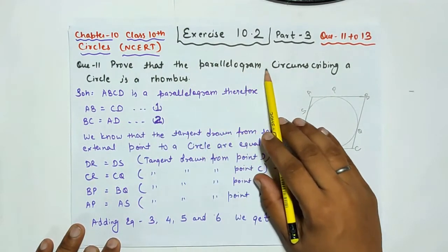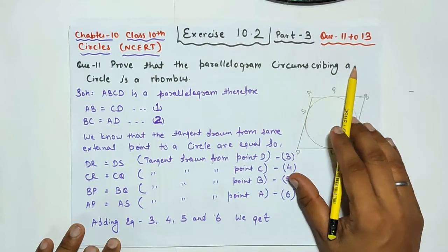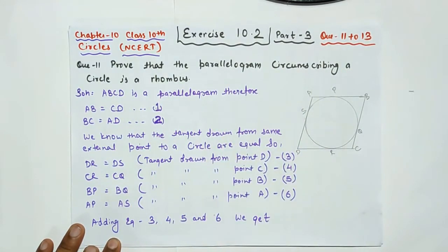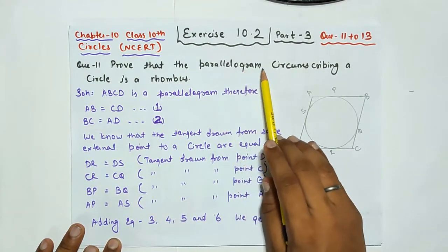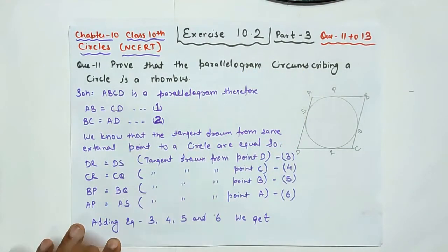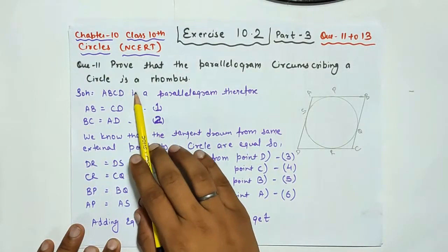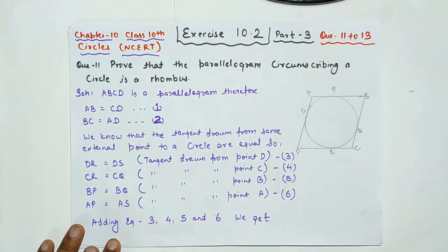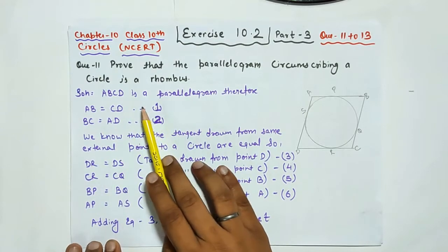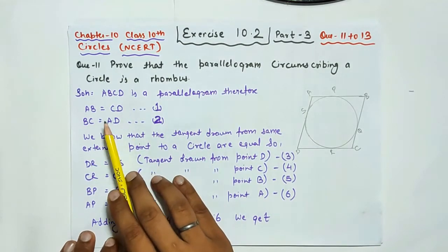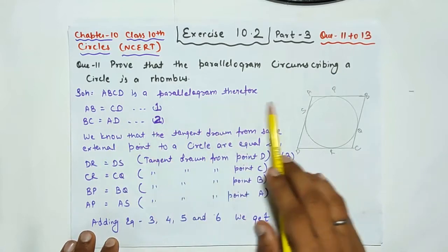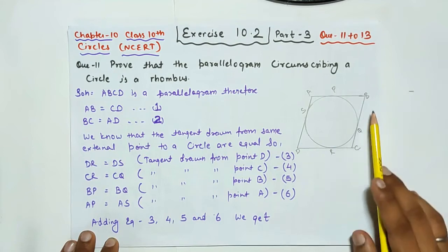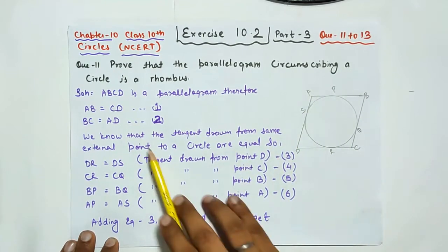Prove that the parallelogram circumscribing a circle is a rhombus. So here we have to prove that the parallelogram circumscribing a circle is a rhombus. ABCD is a parallelogram, therefore AB is equal to CD, that is equation first. BC is equal to AD, that is second.